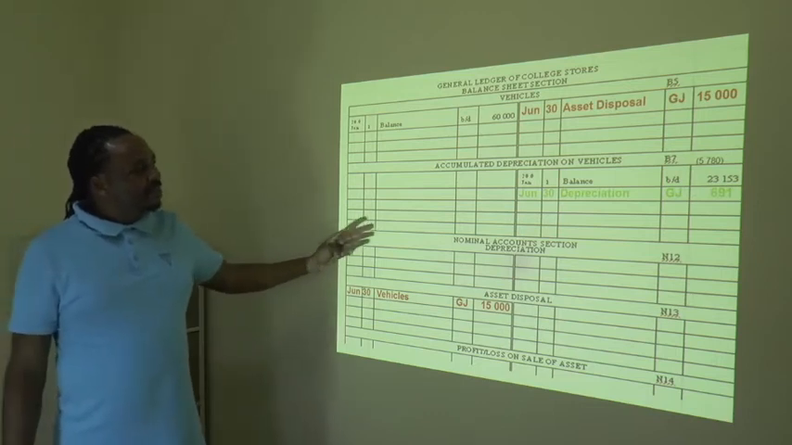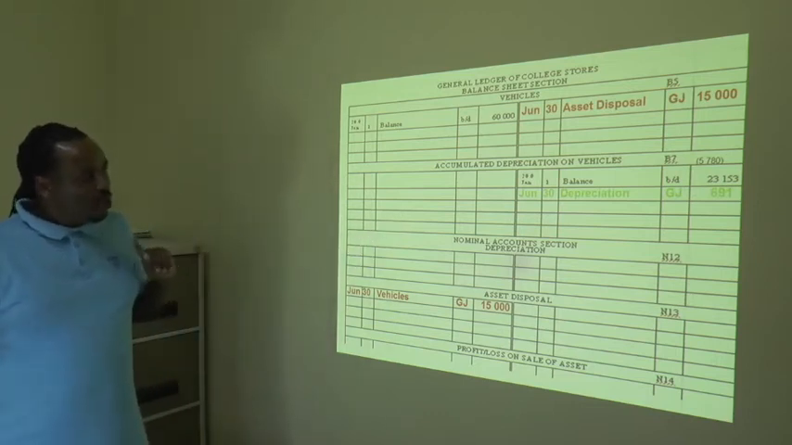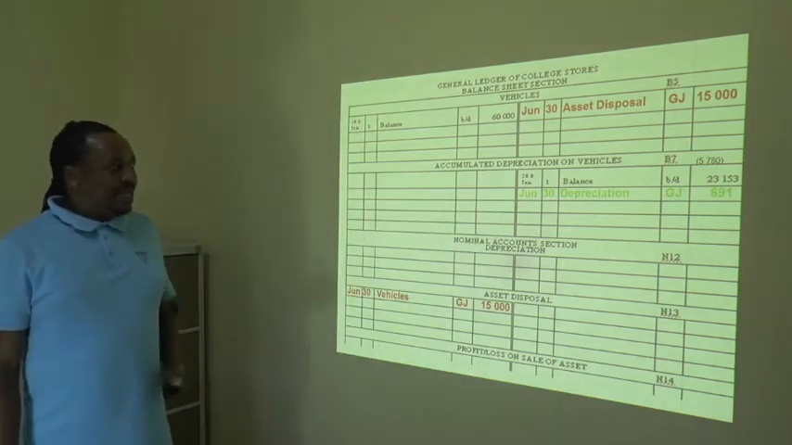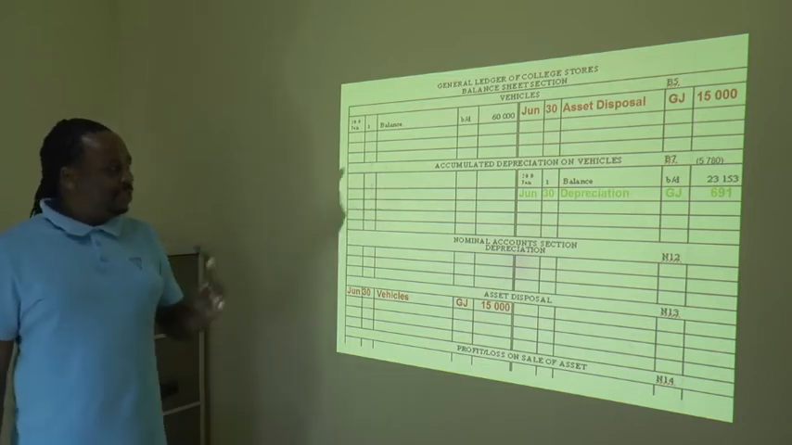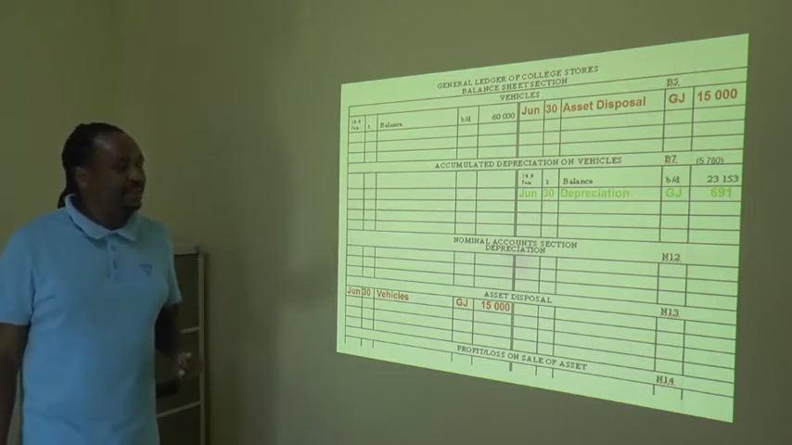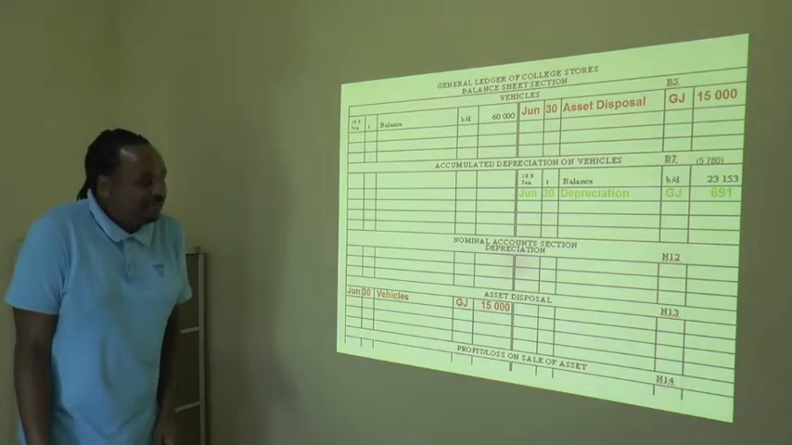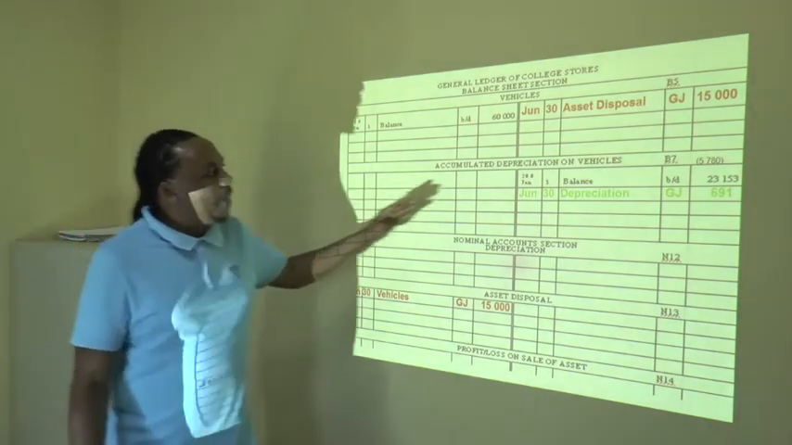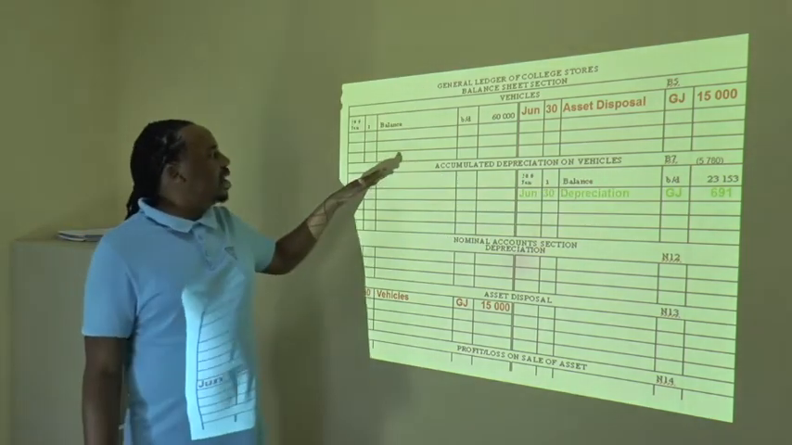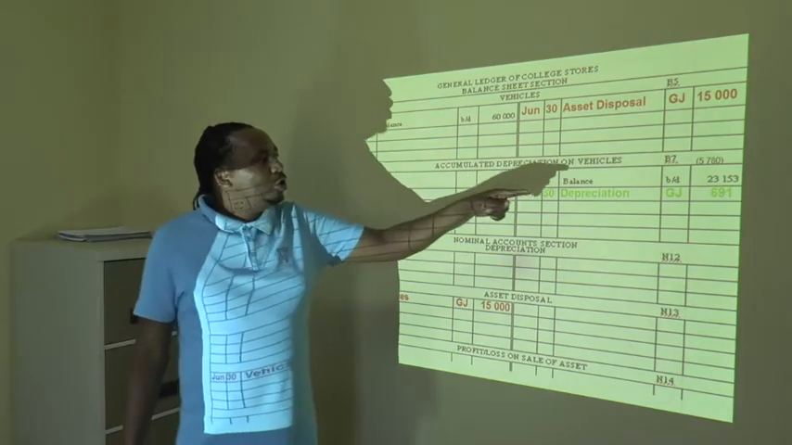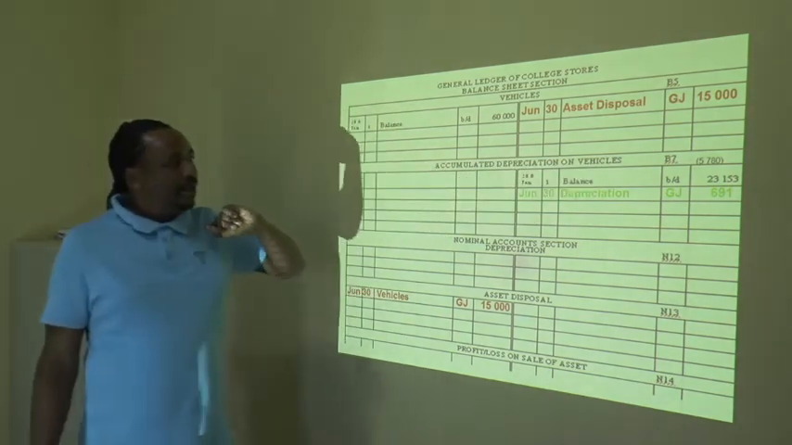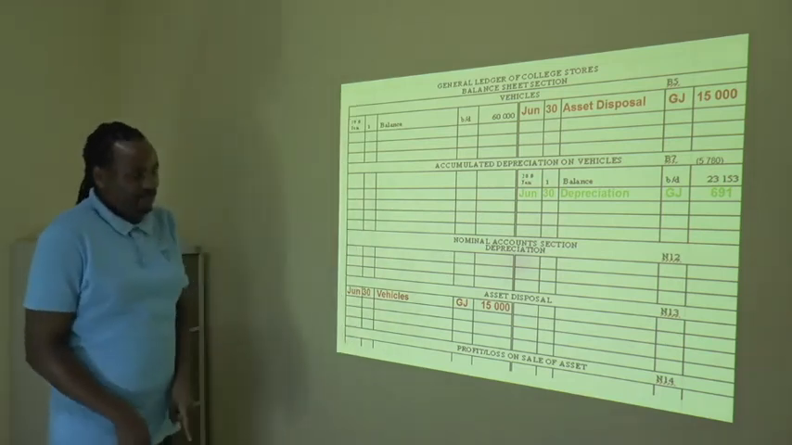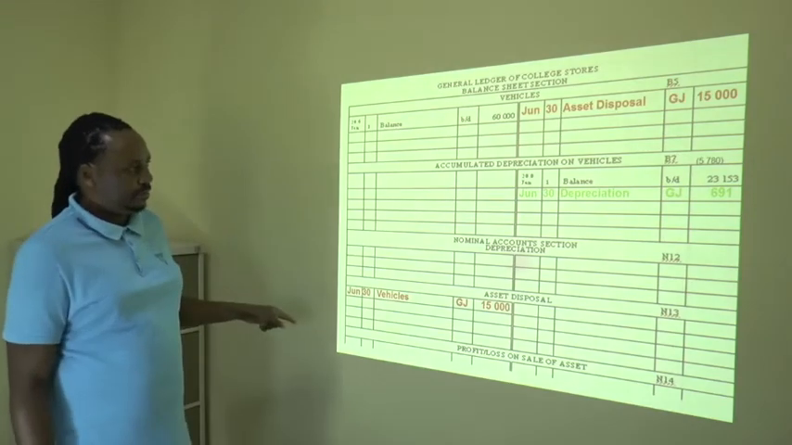The accumulated depreciation will be what, people? It will be credited by the depreciation of an asset. Why is it credited by the depreciation of an asset? Because the asset has been disposed, it depreciates. It loses its value. So remember, we have a balance of depreciation of all our vehicles accumulated to 23,153, and it also depreciated this year before it was disposed.